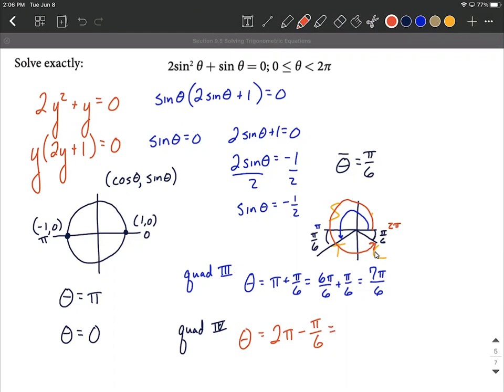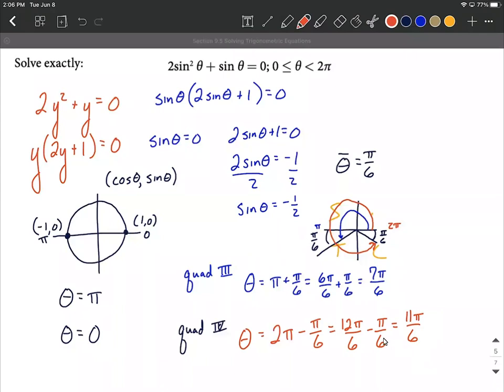That calculation is going to be, we can rewrite this as 12 pi over 6 is equivalent to 2 pi, minus pi over 6 is going to leave us with 11 pi over 6. So that's our angle in the fourth quadrant. That's going, if we plugged it in for this theta and sine of theta, would produce a negative 1/2. All right, so we had 4 solutions here. We have 0, pi, 7 pi over 6, and 11 pi over 6.